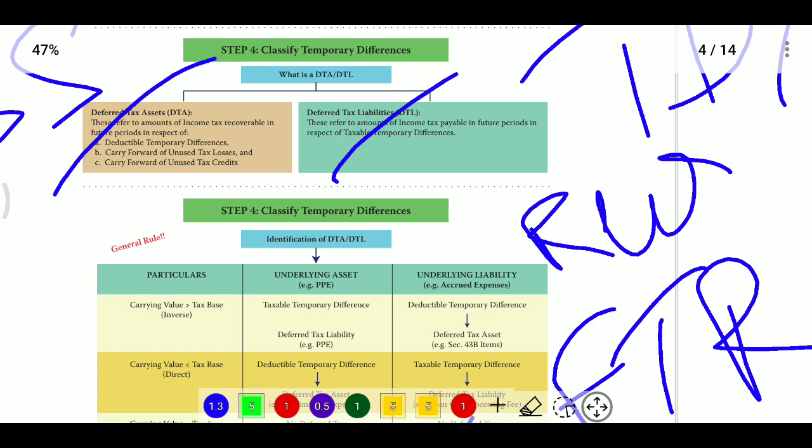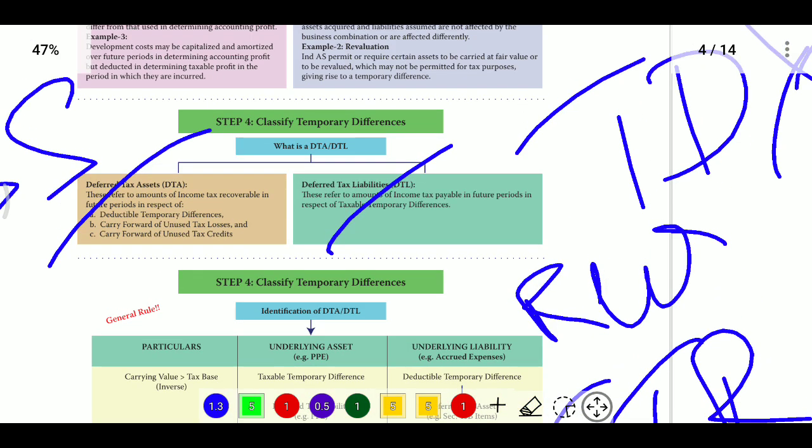It is like a deferred tax expense, which will be recognized in the profit and loss account and reversed in future. What will be the general entry for DTA and DTL? To recognize the DTA, debit the deferred tax asset account and credit deferred tax expenses, and whenever we reverse, debit deferred tax expenses and credit deferred tax asset. For deferred tax liability, the general entry is debit deferred tax expenses and credit deferred tax liability, and whenever we reverse the deferred tax liability, debit deferred tax liability and credit deferred tax expenses.